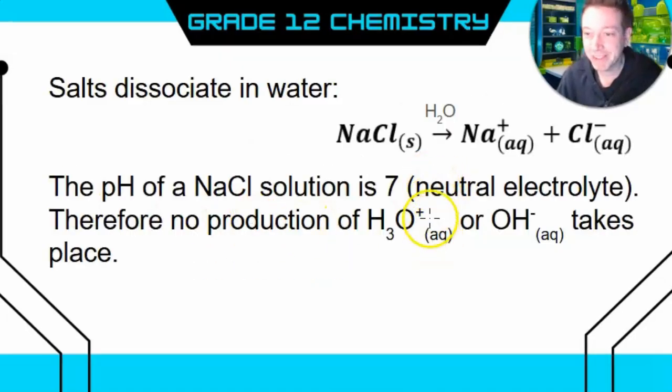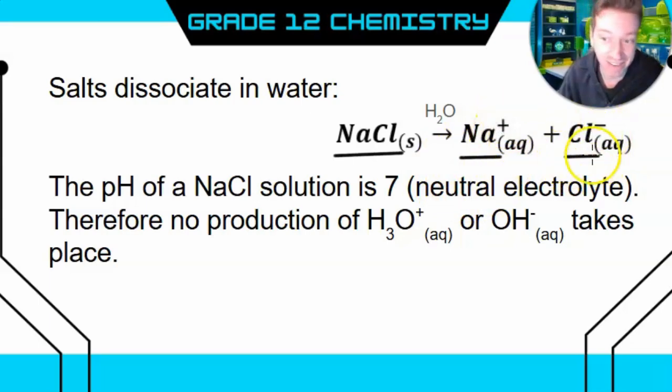So let's start with something simple. We're just going to start with sodium chloride here. Sodium chloride is a salt, an ionic compound, and when it dissociates in water, it produces ions. So we have our cation, which is our positive ion, sodium, and our anion, which is our negative ion, chlorine. Now in this case, your solution is going to have a pH of 7. Well, let's look at why that is.